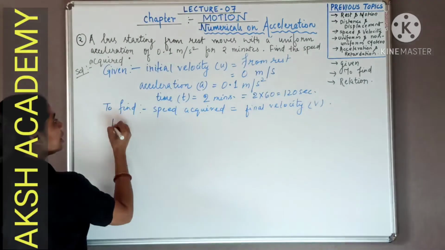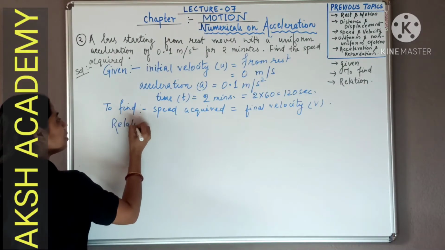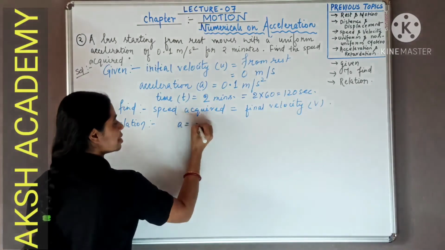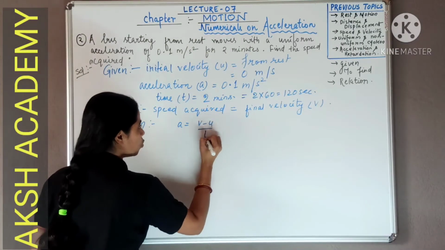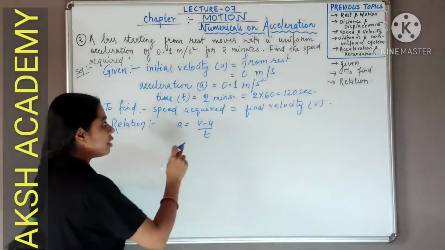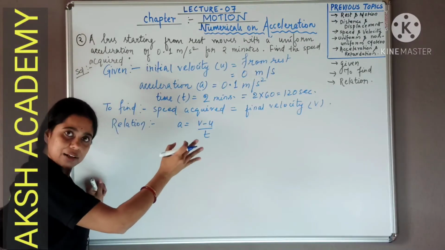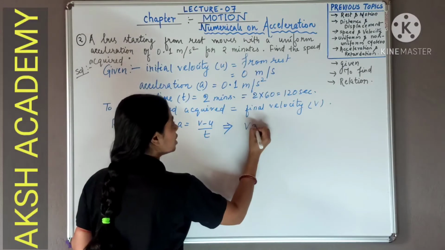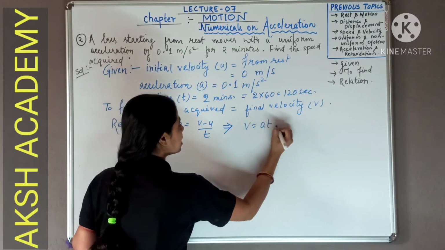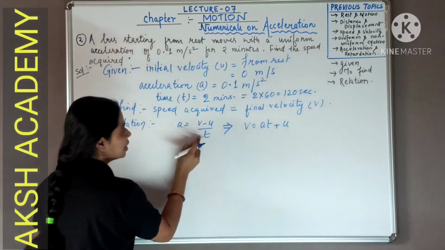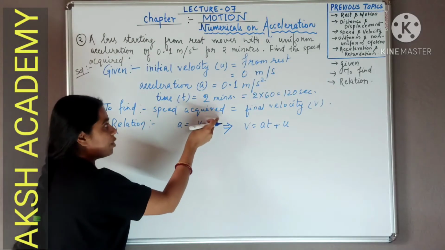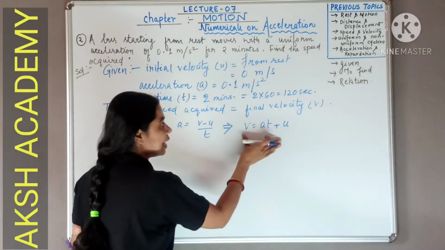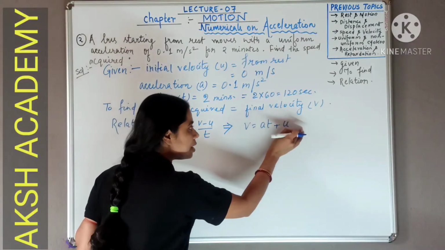Now what is the relation? What is the formula? You write the relation or formula. That is a is equal to v minus u by t. Either you put the values and then calculate, or you directly change the formula. v is equal to at plus u. t I have taken here and v again I have taken here. Both the things you can do. I have taken v is equal to at plus u.